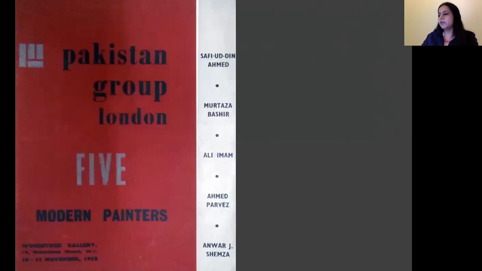the group and all of them were together, including Shamza, Ali Imam, and Ahmed Pervez, and Safiuddin Ahmed and Murtaza Bashir from East Pakistan, who were not part of the Lahore Art Circle, also moved to London in 1957. These artists who were already established in their home countries encountered difficulty in trying to break into the Western art scene because they were viewed as representatives of their colonial past, not as contemporary artists.